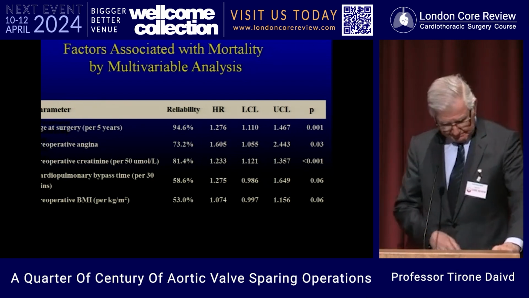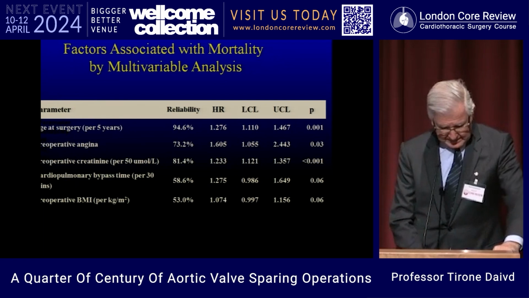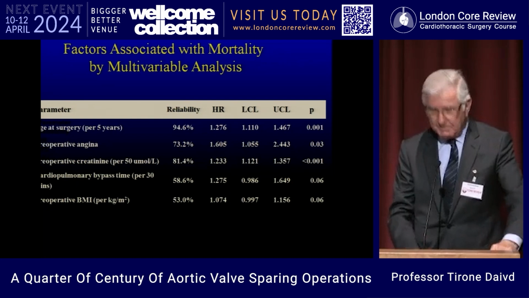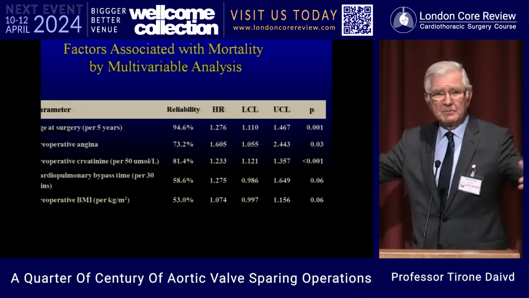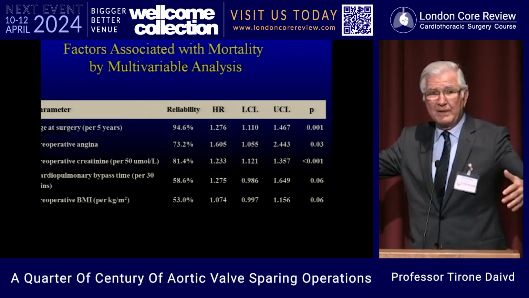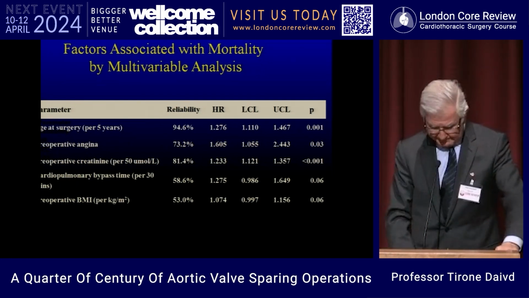No. And the size of the body. Big people don't live as long as small ones. But this is true for any operation. Those 400 pounds, we have a lot of them, 350 pounds. They don't live as long.